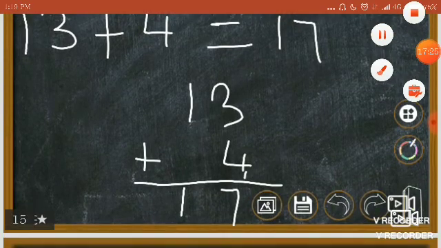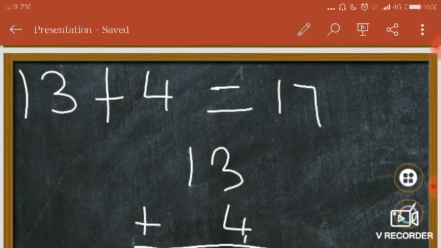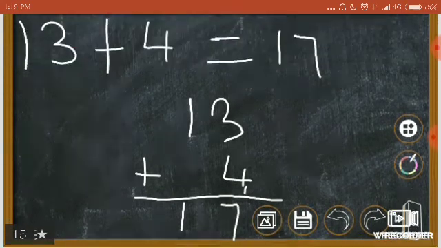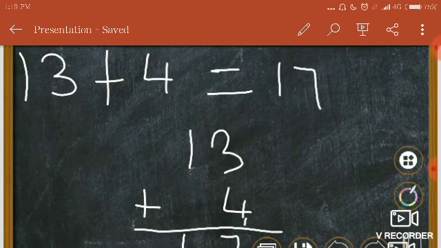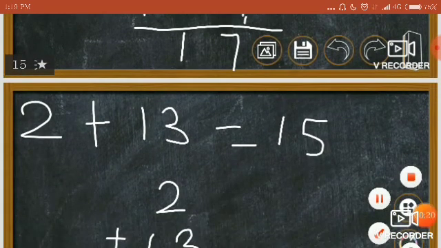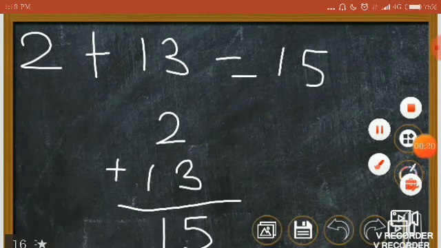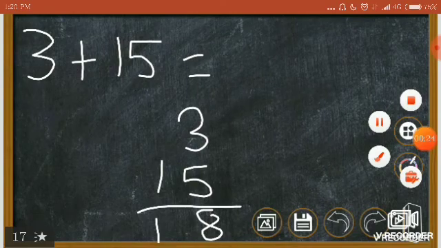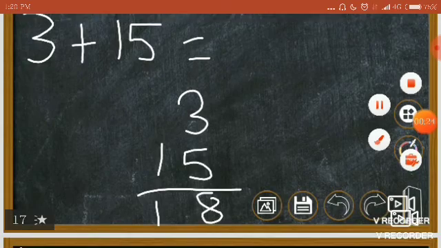Next sum, 13 plus 4 is equal to 14. Sorry, 13 plus 4 is equal to 17. I'm sorry, I spelled it wrongly. 13 plus 4 is equal to 17. Next, 2 plus 13 equal to 15. Next sum is 3 plus 15 is equal to 18. I forgot to write that answer there. 3 plus 15 is equal to 18.